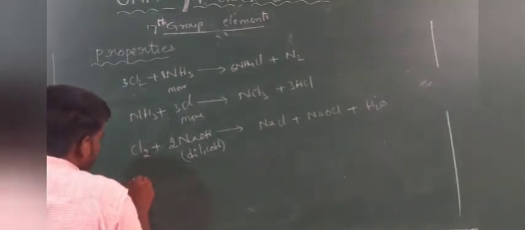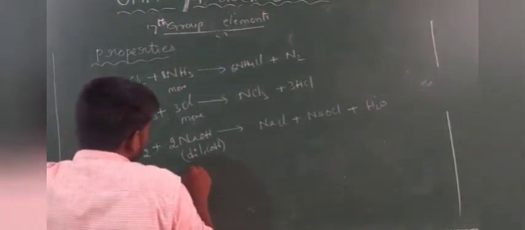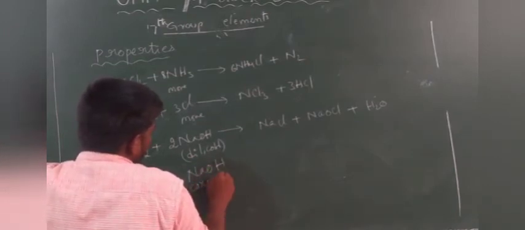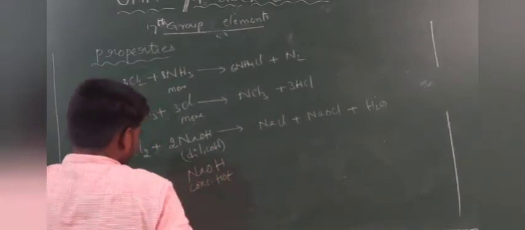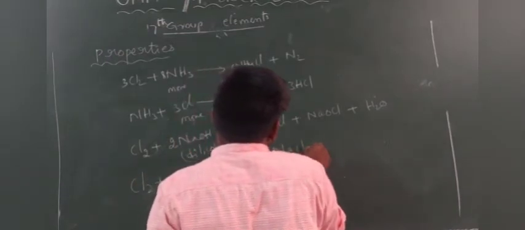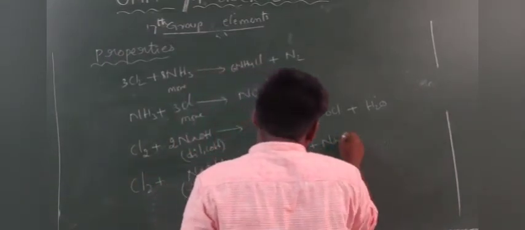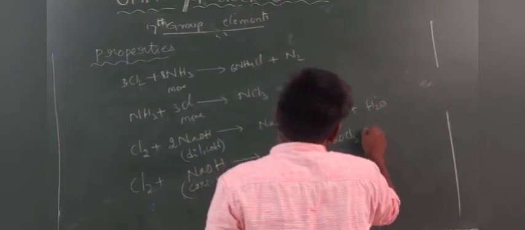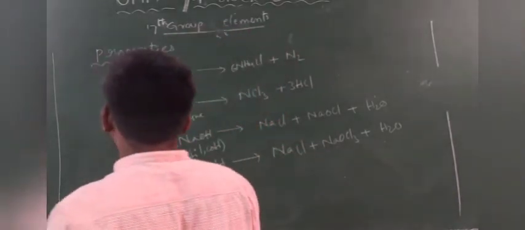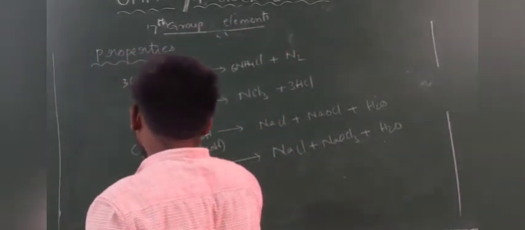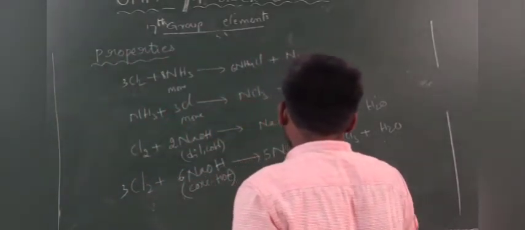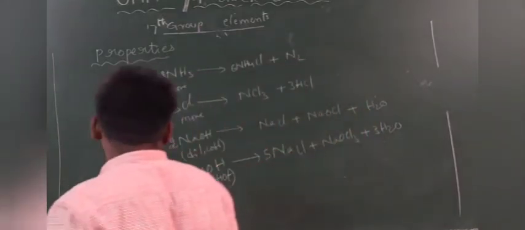Next one, when chlorine is treated with the concentrated hot sodium hydroxide, so we can get here sodium chloride and we can get NaClO3, and the next one we can get water here. So now to balance this equation, multiply with 3 here and multiply with 6 and the next one here we can get 5 moles of the NaCl and we can get here 3 moles of the H2O.